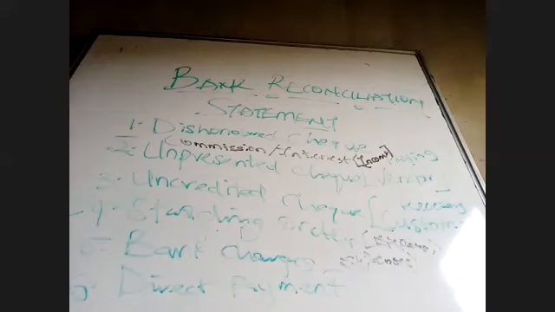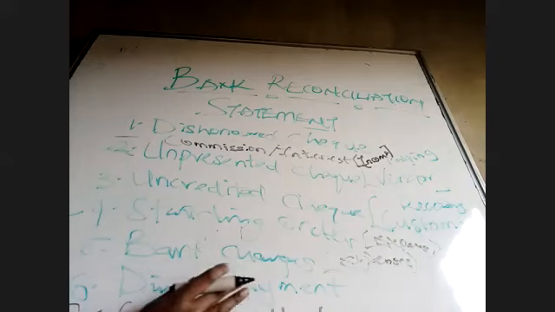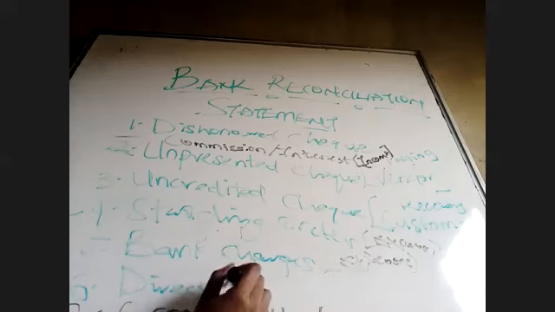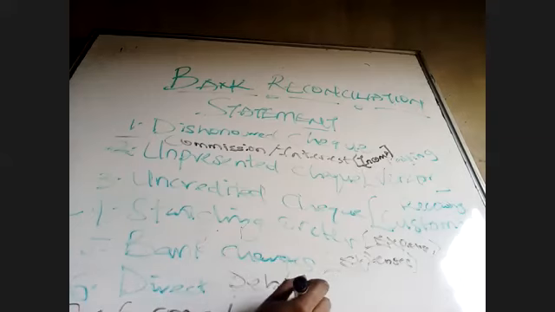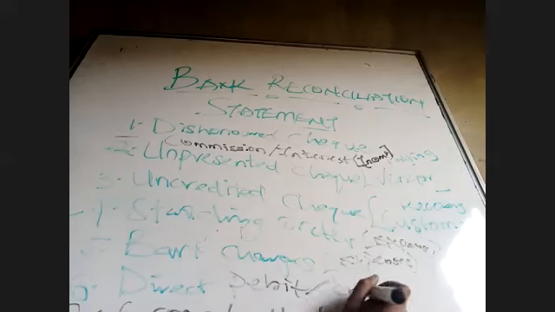Then we have other scenarios, I don't know if you guys can see it from down here. We have errors made by the bank. The bank can make so many errors, because nobody is above errors. This one is, as we have a direct payment, let me put it: direct debit or credits.